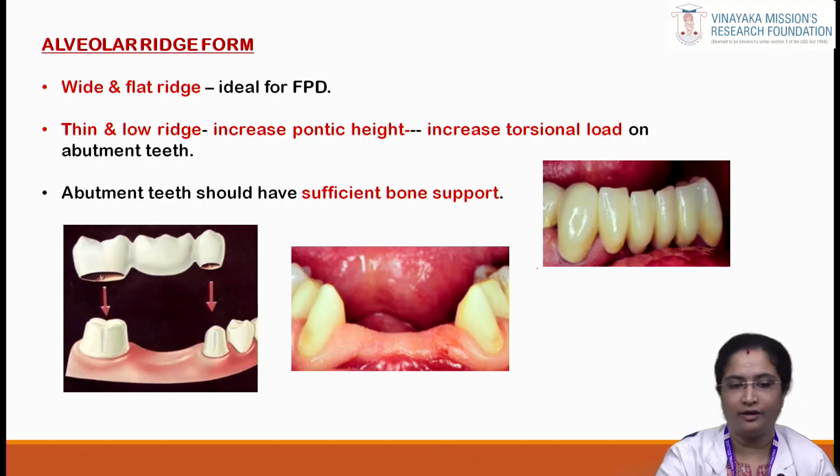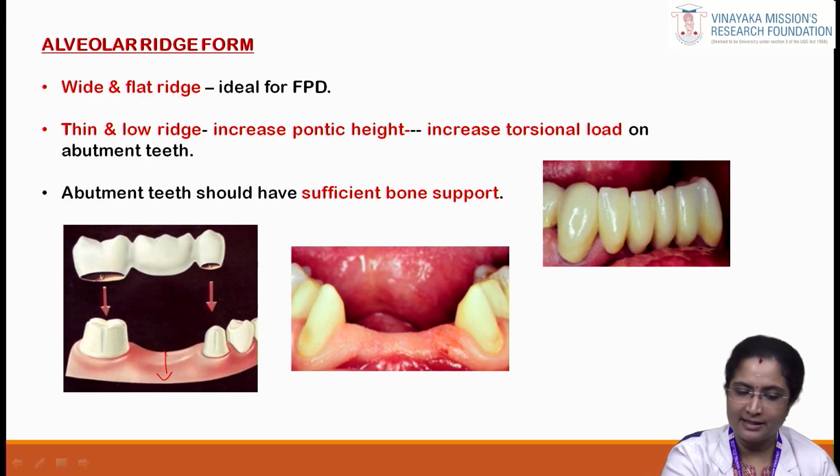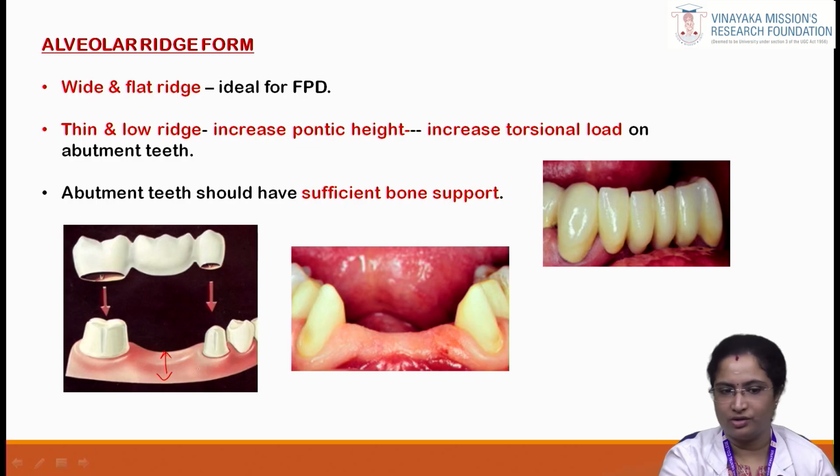Next is the alveolar ridge form. As we all know, the alveolar ridge should be wide and flat to take up most of the forces, be it a CD, an FPD or an RPD. In an FPD also, a flat and wider ridge is ideal to take up forces, as it distributes the forces equally onto the abutment and onto the ridge also.